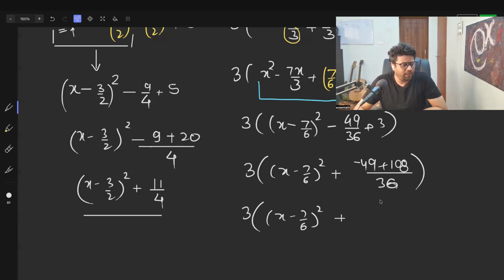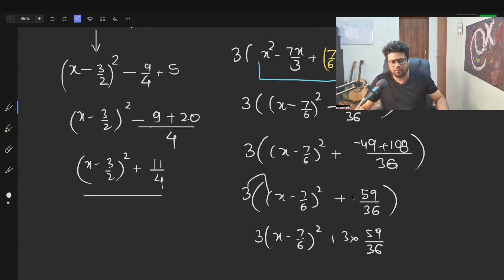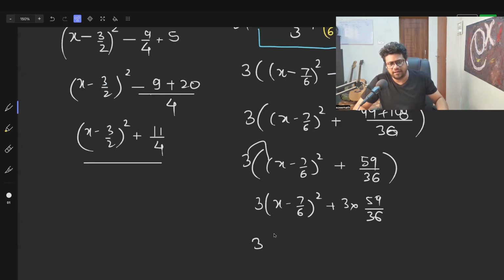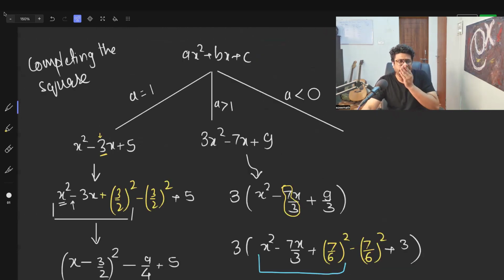Well, that would be 59 divided by 36 there. And now you need to bring the 3 inside the large bracket. This 3 comes in, multiplies with the small bracket, x minus 7 by 6 squared, plus that 3 multiplies with the 59 by 36 in there. Well, you're going to get 3 times x minus 7 by 6 square plus 59 by 12. Well, that again is the square form for this quadratic. Okay. So that's basically it.